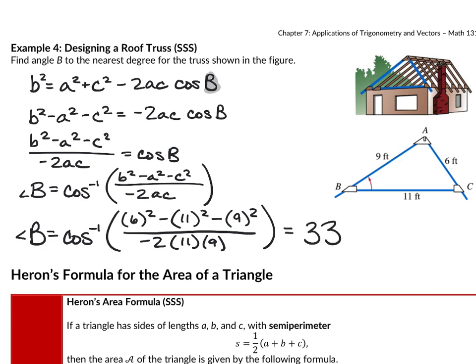That angle of the roof is 33.0302 degrees.